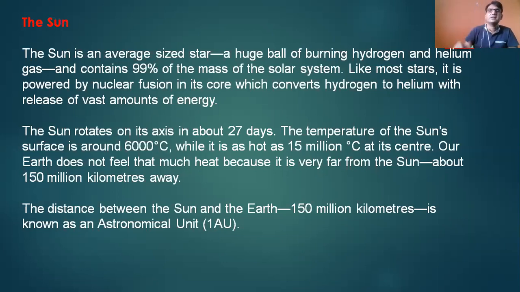Another reason could be the atmosphere. The sunlight has to pass through the atmosphere to reach the surface of Earth, so it depends on the characteristics of the atmosphere. The distance between the sun and the Earth, 150 million kilometers, is known as an astronomical unit. So if somebody asks you what an astronomical unit is, it is the distance between the sun and the Earth.